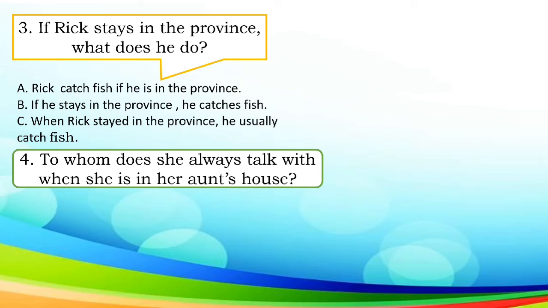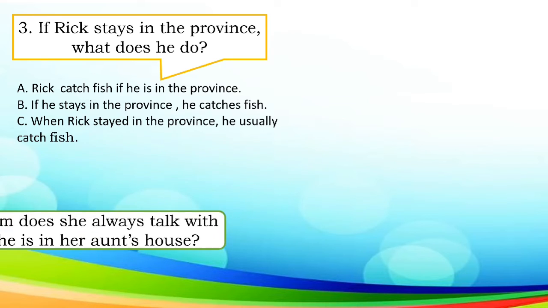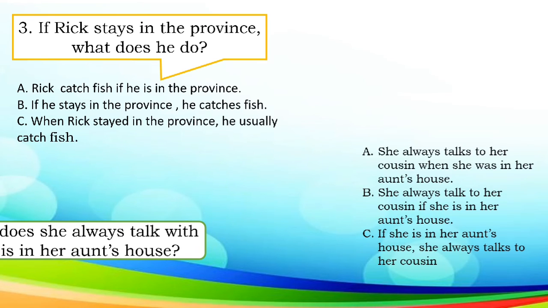Let's come to number 4. To whom does she always talk when she is in her aunt's house? A. She always talks to her cousin when she was in her aunt's house. B. She always talks to her cousin if she is in her aunt's house. C. If she is in her aunt's house, she always talks to her cousin.